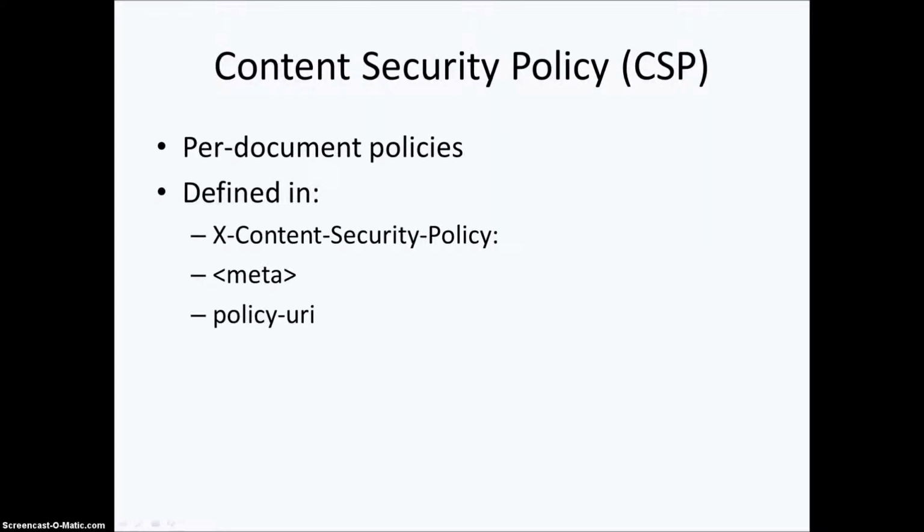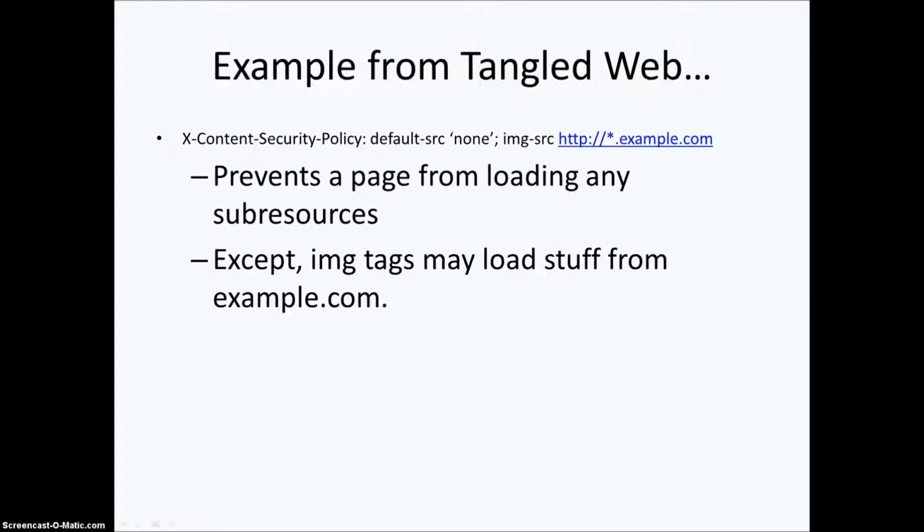The first restrictive framework that we're going to talk about is something called Content Security Policy, or CSP. What this allows you to do is to define per document policies, access restrictions, on a page, right? And those restrictions are defined in either a new server header called Content Security Policy, or in the meta tags of the HTML, or you can link to the policies externally using policy URI. So CSP is really great because it allows developers to control what a page can load, and even restrict things from loading that would have normally been allowed under the same origin policy.